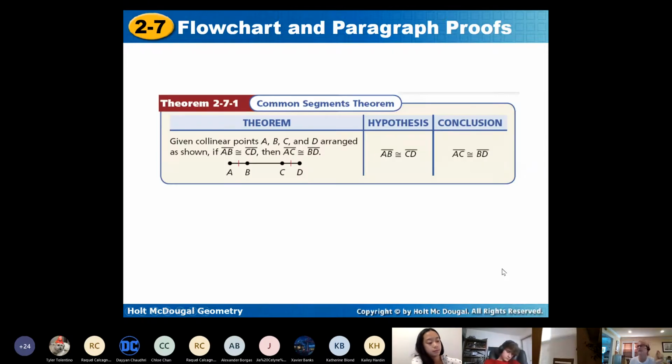And here's an example. Now we have another theorem that we're adding to our toolbox. This theorem is 2.7.1, common segments. We did it as a proof, actually. If you have 4 points that are collinear, A, B, C, D, as shown, so it's in that order, if you know AB is congruent to CD, then AC is also congruent to BD, because they have BC in common. So hypothesis, conclusion. You now have a theorem that you can add to your toolbox. I see you should be writing it down. Thank you.